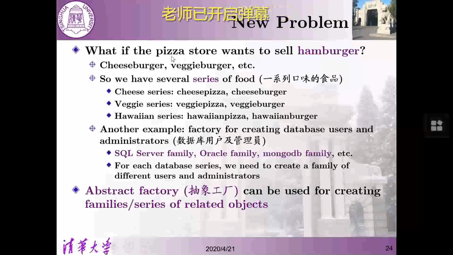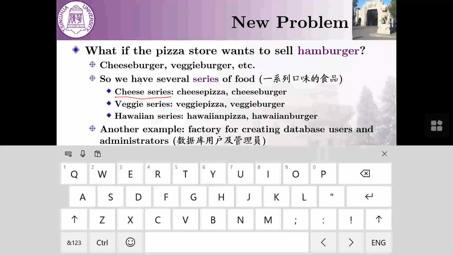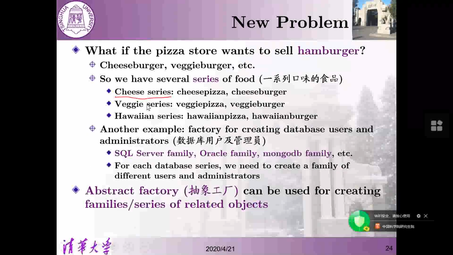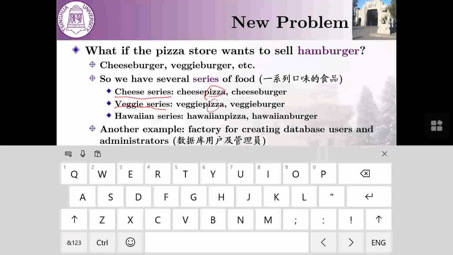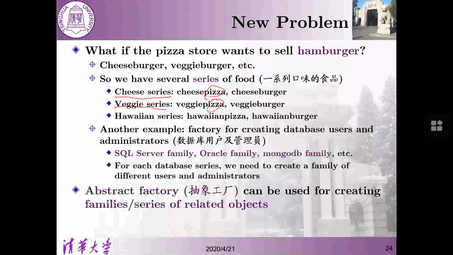For example, in the pizza store, originally they sell cheese pizza, veggie pizza, things like that. And now we want to sell the cheese theory and veggie theory. Originally we have the veggie pizza and cheese pizza. Now we want to sell this burger. Right? So we already have the series, so we can just add the burger, right? Cheeseburger and veggie burger like that.